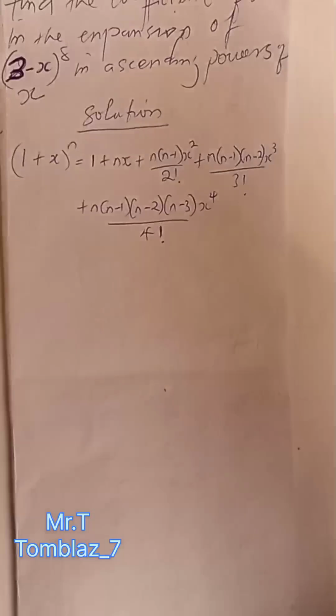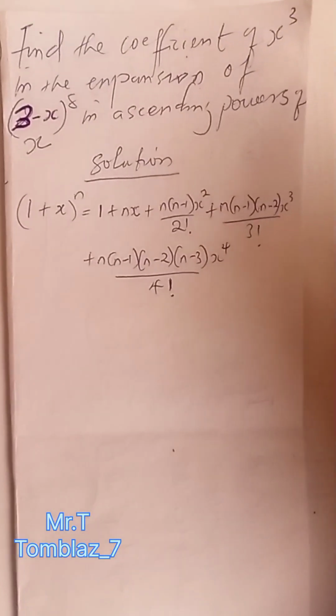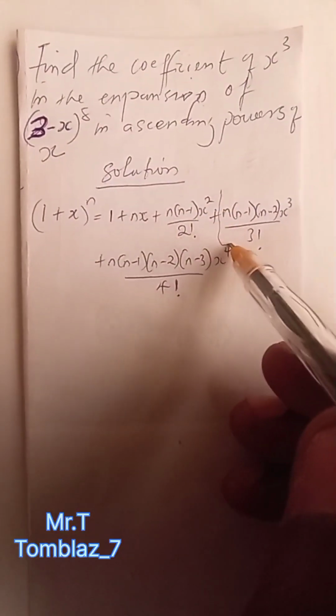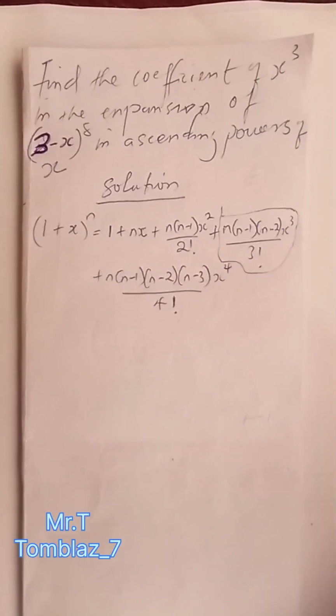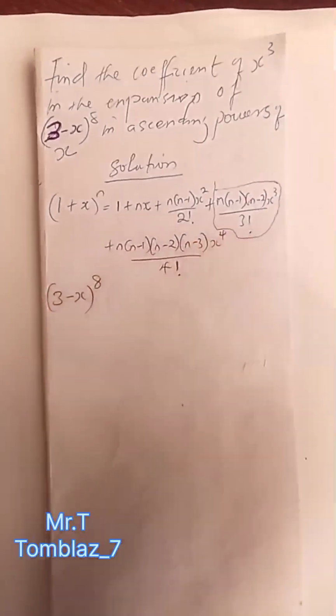Now, because we are looking for the coefficient of x raised to power 3, our problem will lie here. And this we will use to find the solution to the problem asked. Then let's bring in the number that we want to evaluate, 3 minus x raised to power 8.